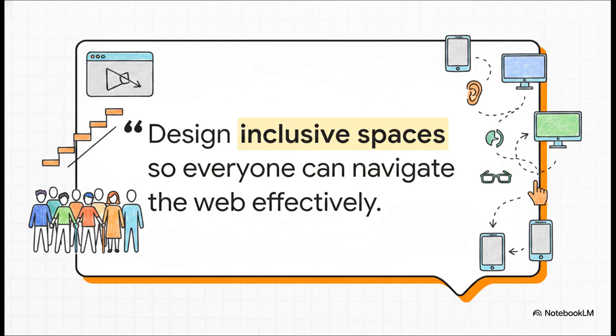So the crucial point is really perfectly captured right here. Responsible digital citizens design inclusive spaces so everyone can navigate the web effectively. If you think back to Unit 1, we talked so much about digital citizenship and using technology responsibly. Well, web accessibility is just putting that digital citizenship into real-world action. By building accessible websites, you're basically proving that you are a responsible, empathetic creator who cares about your audience.